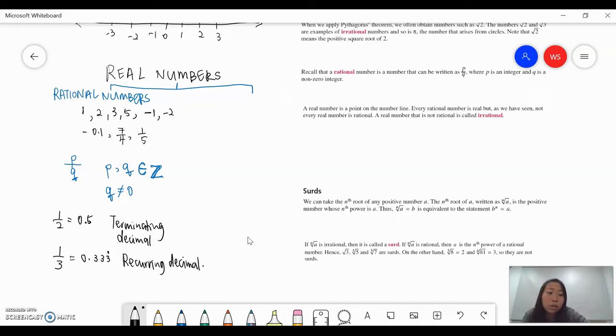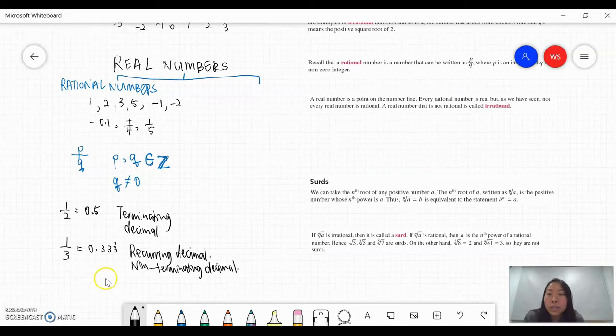Okay, and as you can see, it is also a non-terminating decimal. So with that, you can see clearly that under rational numbers, your decimals do come into place as well, as you begin to discover that.